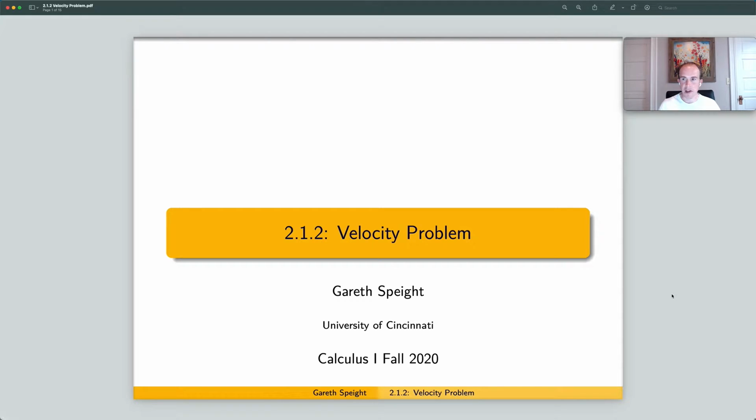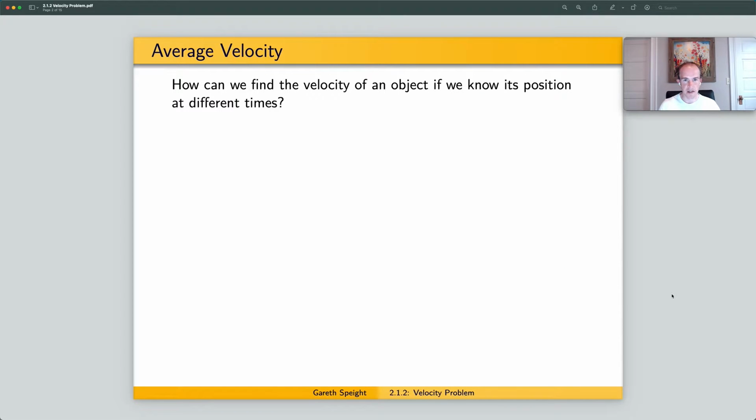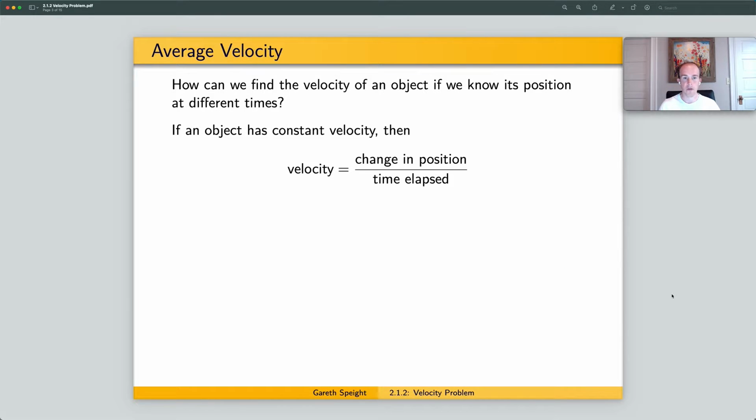So before we tackle that, let's look at some easier cases. For instance, if an object has constant velocity, then, as we learned in school a long time ago, the velocity is the change in position divided by the time elapsed. Speed equals distance divided by time, essentially.